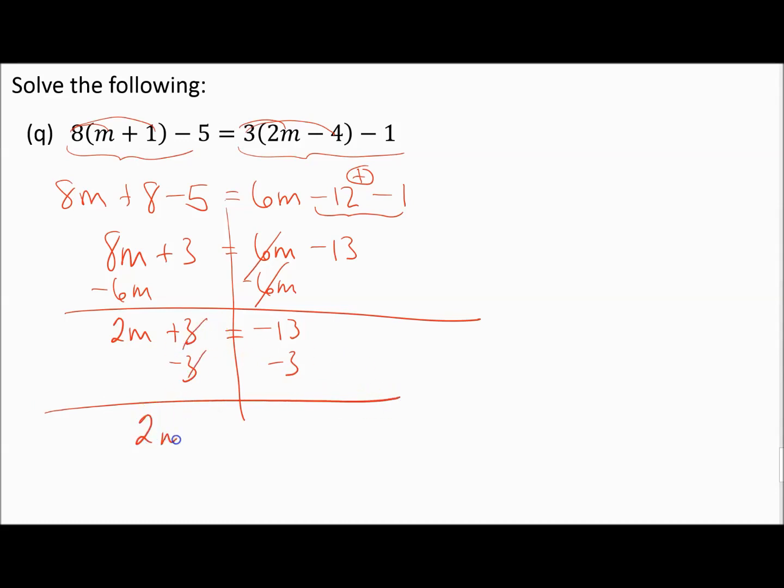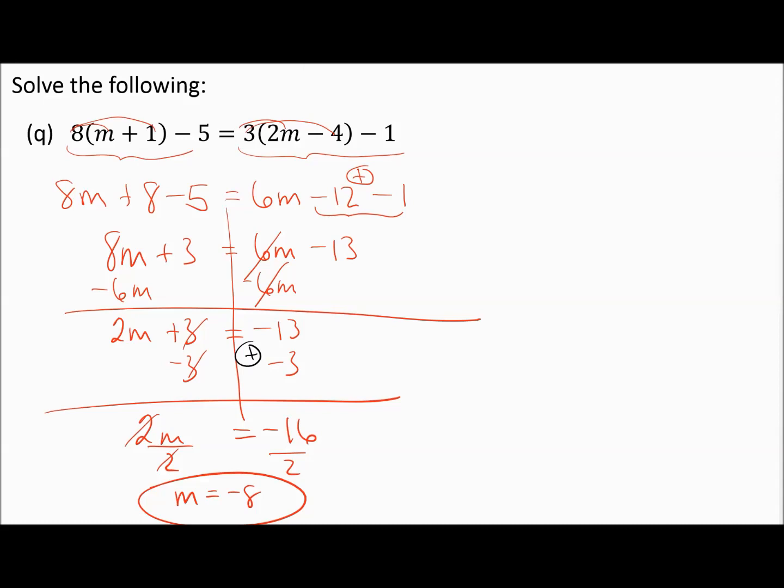So I have 2m equals, now, that trick again, negative 13 minus 3 is easier to think about as negative 13 plus a negative 3, which is negative 16. Divide each side by 2 to get rid of the coefficient of multiplying by 2. So that gives me m, and we know negative 16 divided by 2 is negative 8.